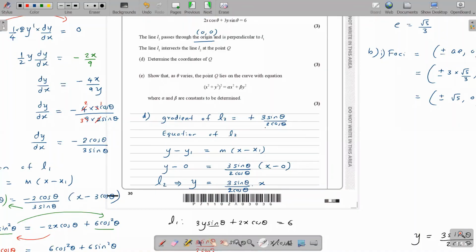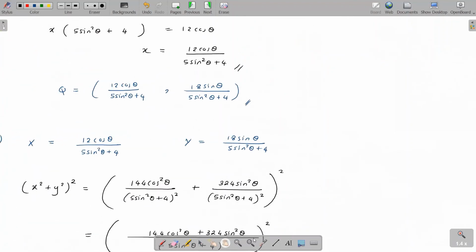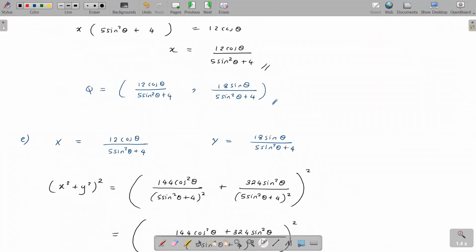Okay, so to show that as theta varies, the point Q lies on this curve with the equation. What I did was, we took the x and y coordinates of point Q, right? We already found them. So then I'm going to substitute them into this equation, x square plus y square, whole square. You are supposed to show it's equal to alpha x square plus beta y square. So to get alpha x square plus beta y square, we will replace the x with 12 cos theta over 5 sin square theta plus 4, and y with 18 sin theta over 5 sin square theta plus 4. So you can see that I have replaced that over here.